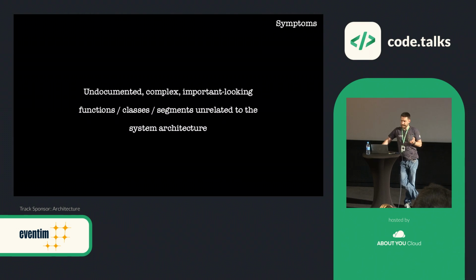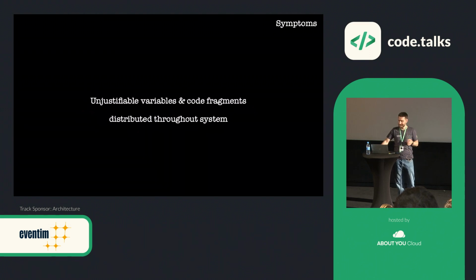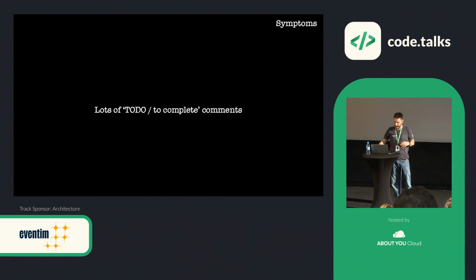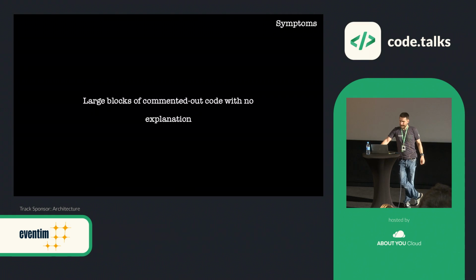So what we find, the symptoms of this, is that we've got undocumented, complex, and important-looking code fragments throughout the system, which seem to be unrelated to the system architecture as well. And we have unjustifiable variables throughout the system as well. So it'll be a variable that seems to make absolutely no sense in the context of everything else. And that'll be where people are trying to work around what they don't understand. Lots of to-do comments in the code. We all get that. And then there'll be large blocks of commented out code as well, where somebody's just commented something out and then committed it, and then nobody's ever questioned it.